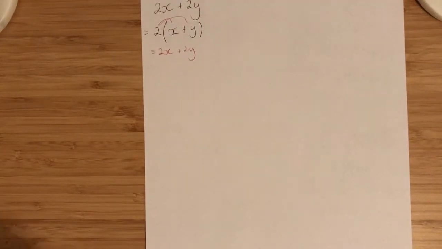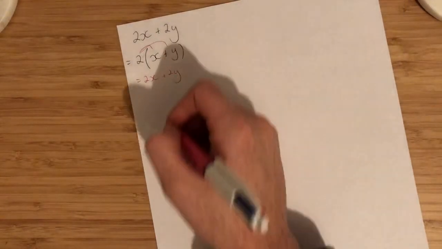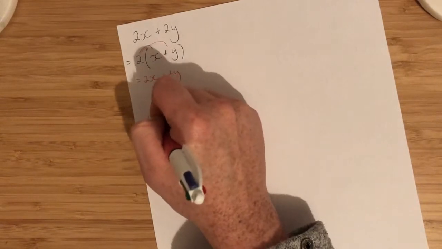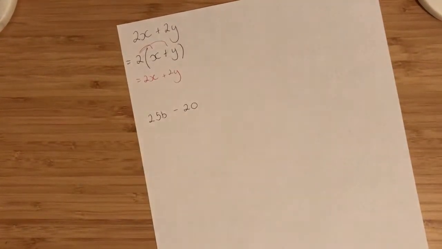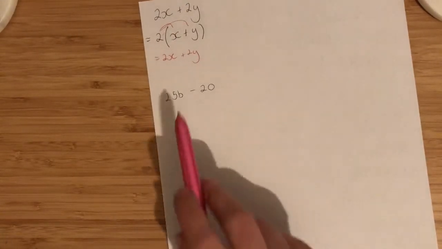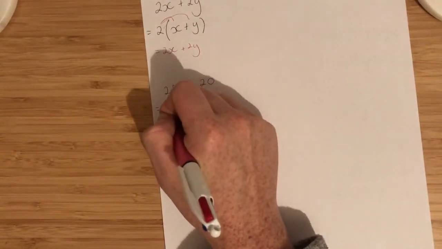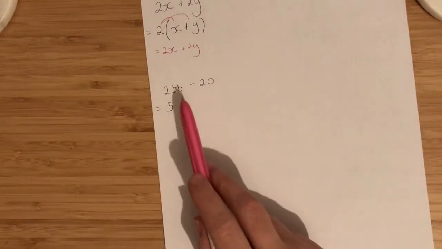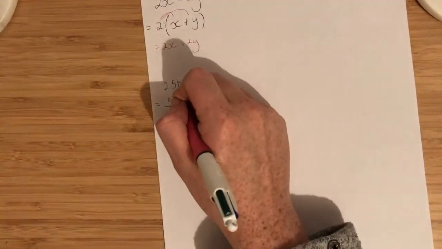Like I said, that was maybe quite a straightforward example. So we'll maybe do one more straightforward example. Let's do 25b minus 20. So is there a highest common factor? Yes, there is, because 5 goes into both of these numbers. There are no letters, variables, that are the same in each one, so 5 is your highest common factor.